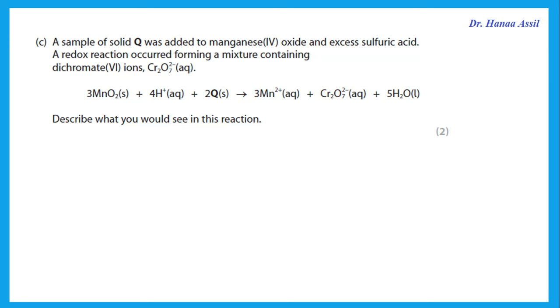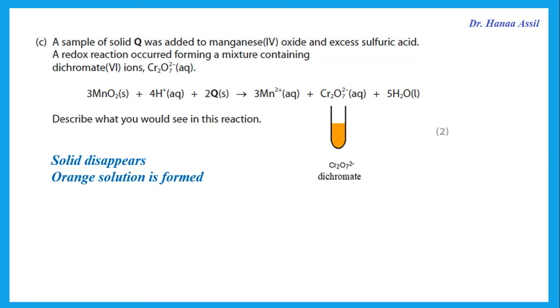So we're starting with 2 solids and an acid. So the solid manganese dioxide, and Q is a solid, and what we got was a dichromate ion, and you should remember that dichromate ion is orange in color. So when we do this reaction, what would be seen? The solid disappears and we get an orange solution that is formed.